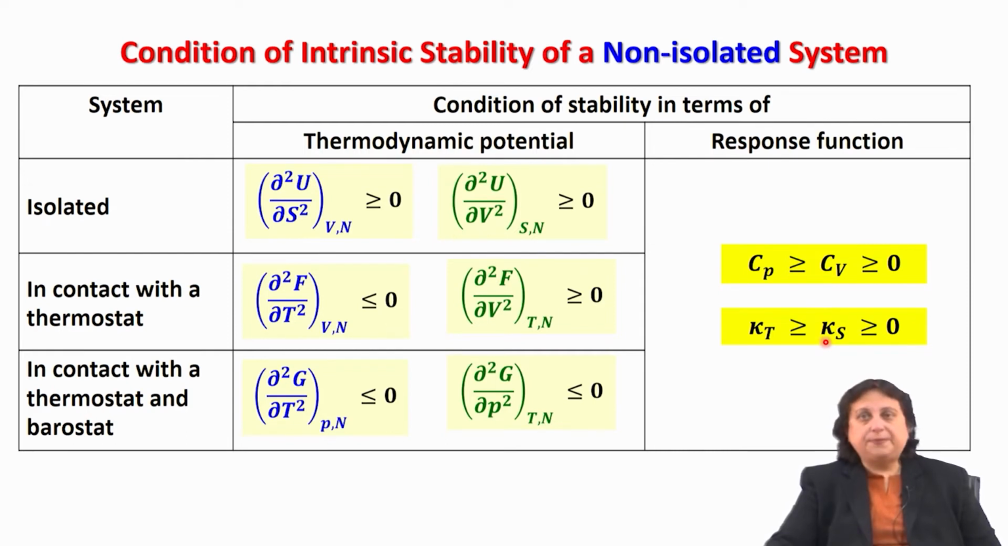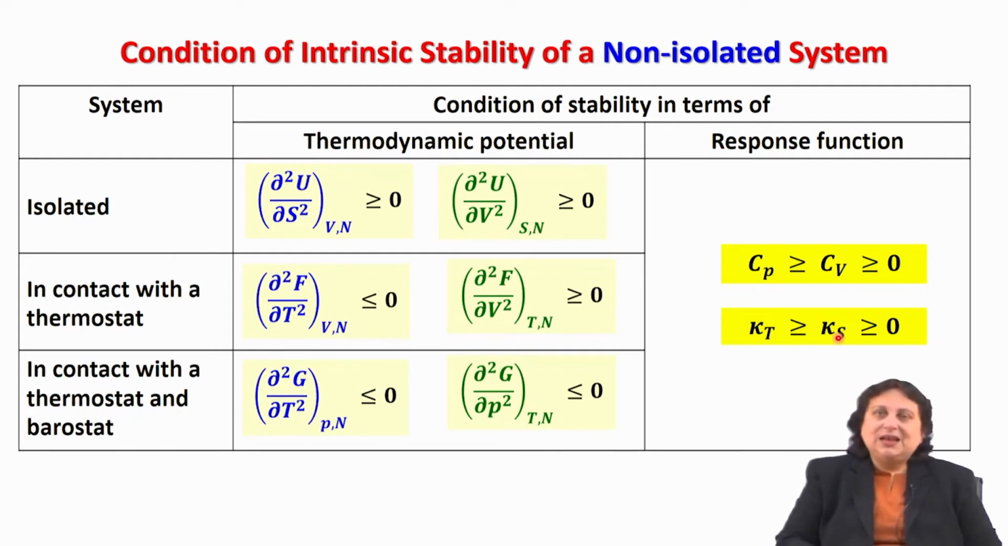Now, if you are looking at the fractional decrease in volume as a result of increasing pressure under adiabatic condition, in that case the compressibility that you measure is the adiabatic compressibility kappa S, and for a stable system kappa T must be greater than or equal to kappa S, and each of these quantities must be greater than or equal to 0.